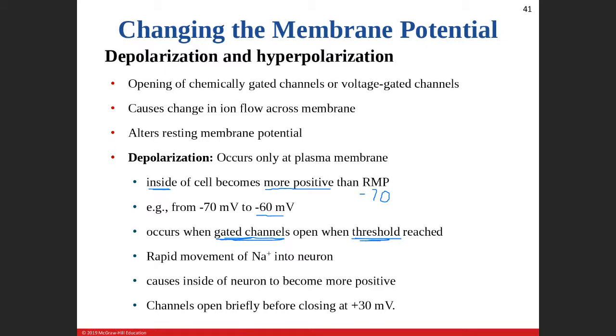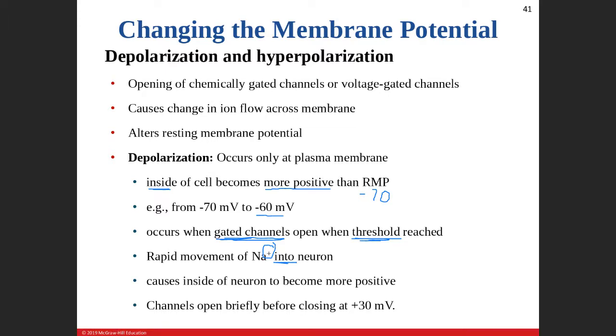So, when we open up one of these gated channels, for example a voltage-gated sodium channel, where does sodium want to go? If it has the opportunity to move across the plasma membrane, it wants to go inside the cell. So it's going to move into the neuron, bringing its positive charge with it. Is it making the inside of the neuron more positive? Yeah. Is that not the definition of depolarization?